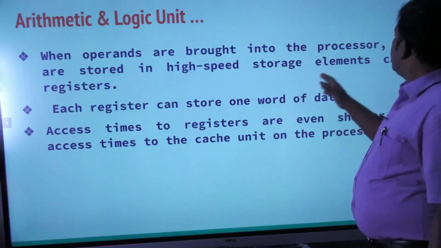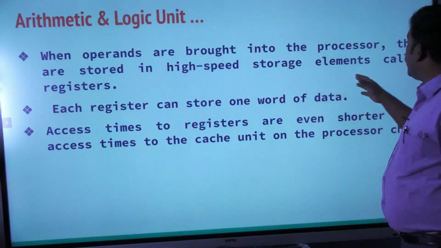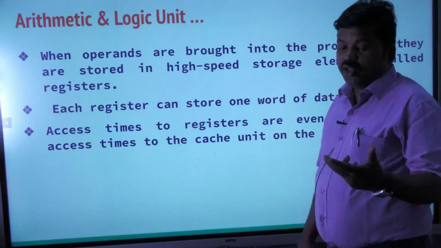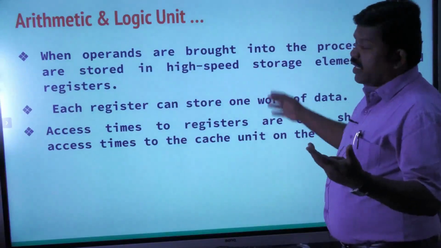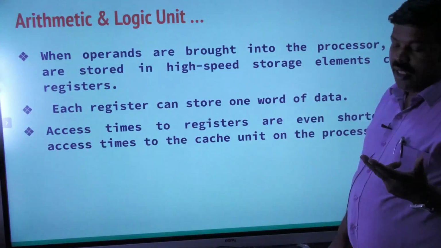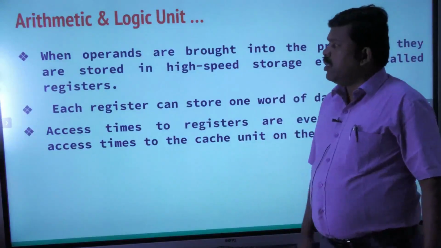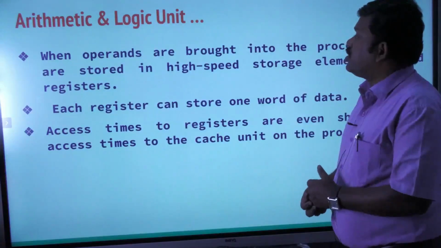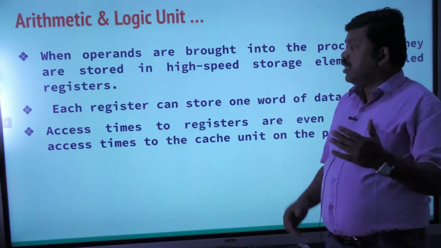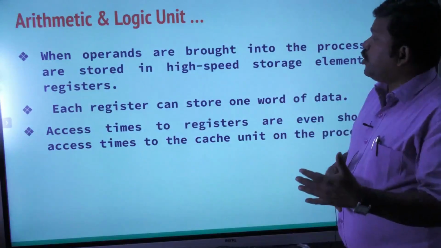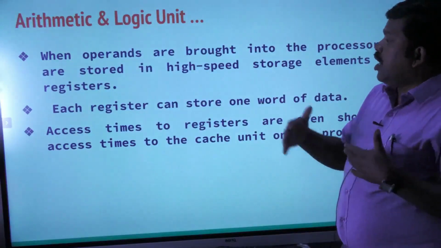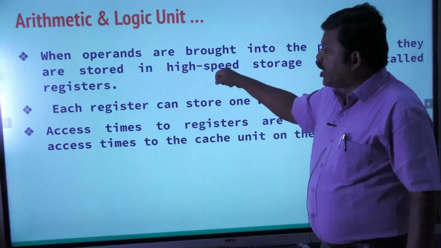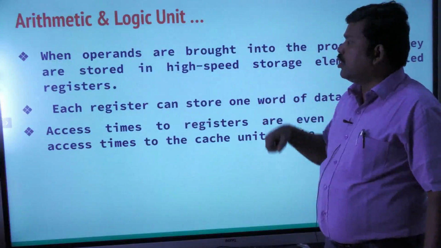When operands are brought into the processor, they are stored in high-speed storage elements called registers. The CPU normally contains the arithmetic logic unit, a collection of registers, and the control unit. So what is the purpose of these registers? These registers are the fastest storage units available in the computer system. They can transfer data among the processors and share data with the primary memory, in and out of primary memory to the CPU. The temporary storage elements available in the CPU are called registers.